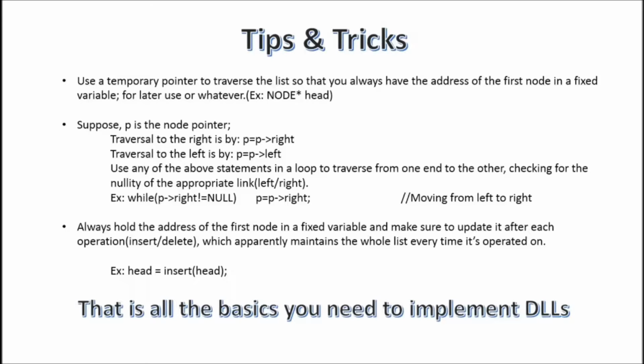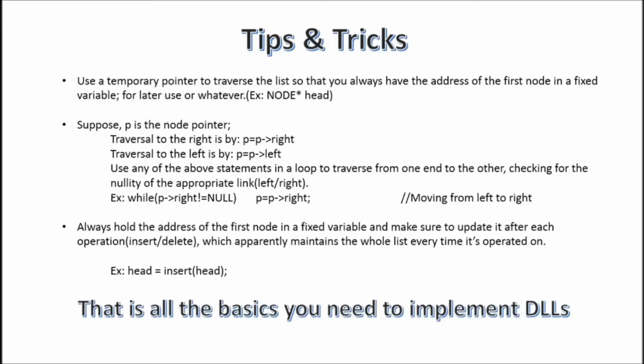So the next point is, suppose p is the node pointer, traversal to the right is by p equals p's right, traversal to the left is by p equals p's left, and use any of the above statements in a loop to traverse from one end to the other, checking for the nullity of the appropriate link. So for example, while p's right not equals to null, p equals p's right. So this statement will help you move from left to right, or just traverse from first to the last node.